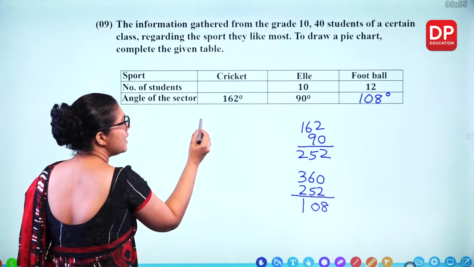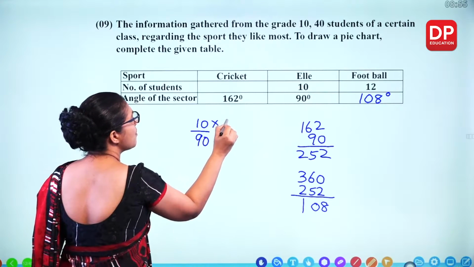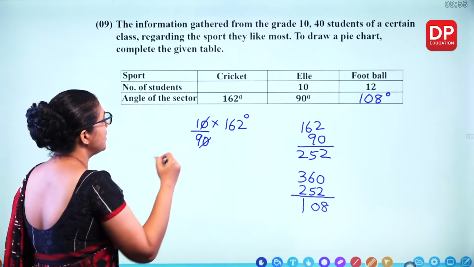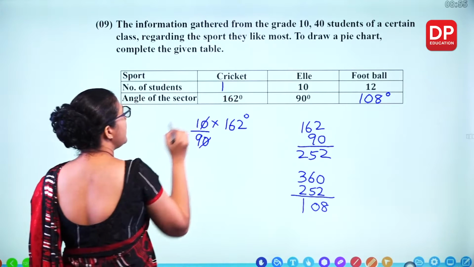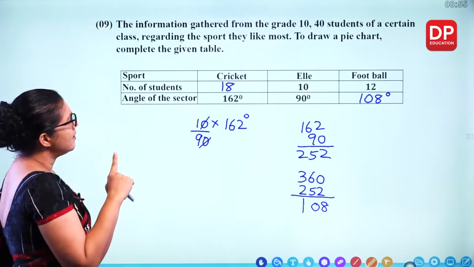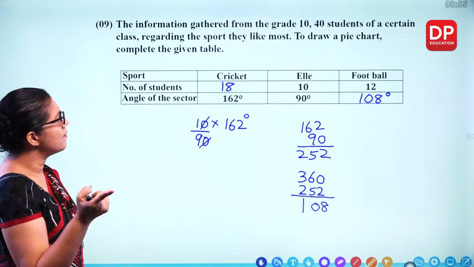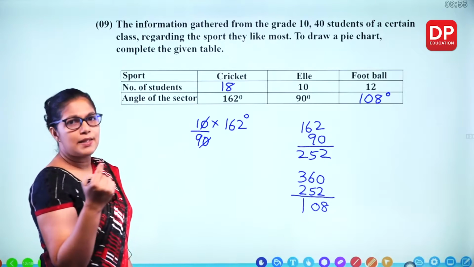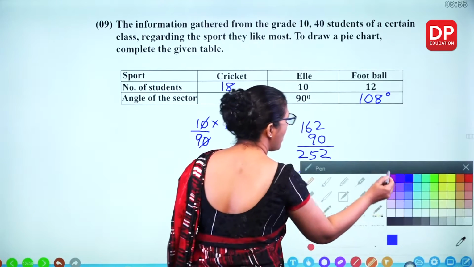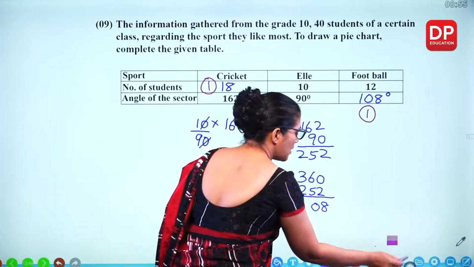And also you can see here, 90 degrees means 10. What about 162 degrees? So we'll do like that. 90 degrees means 10. What about 162 degrees? Divide by 9. 9 times 1, 9. 72, that's 8. So 18. Now check whether the total is 40. 18 plus 12, 30. 30 plus 10, 40. So that's the answer. So 2 marks, 1 mark for this and 1 mark for this answer.